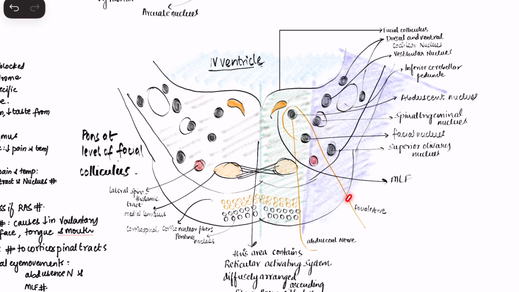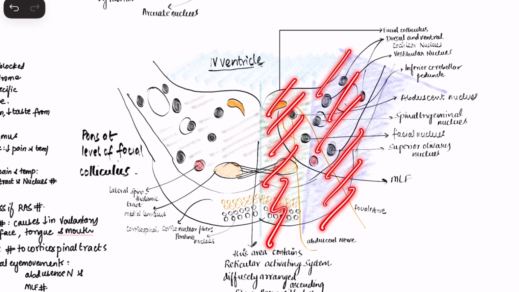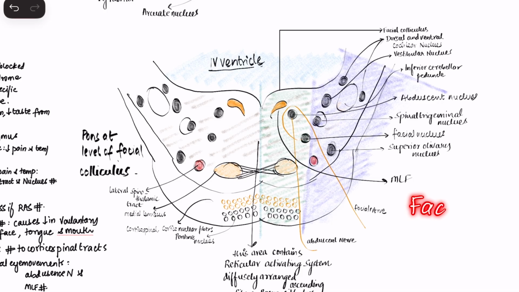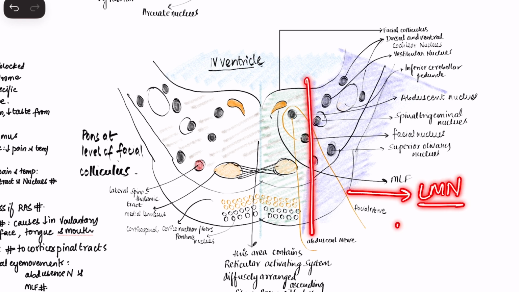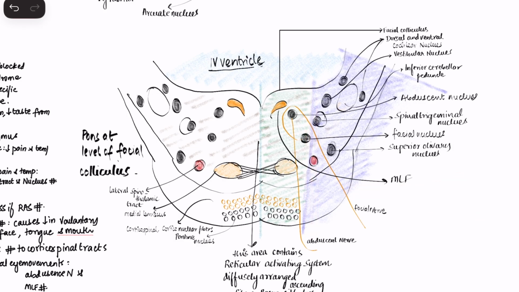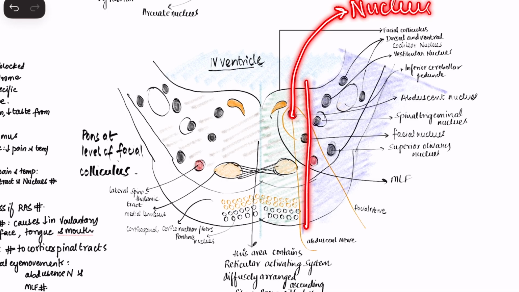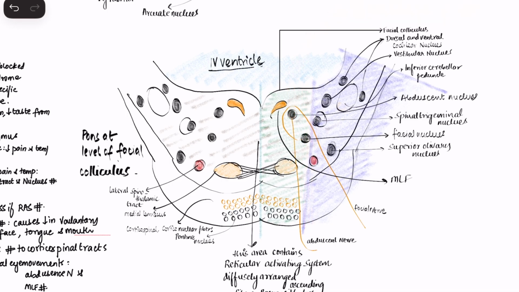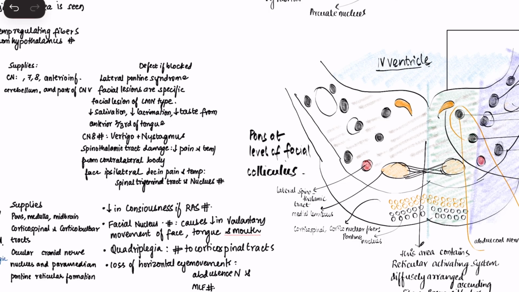Spinothalamic tract, facial nerve. Now, one thing that we note is that irrespective of whether the medial part of the pons is damaged or the lateral part of the pons is damaged, there is a facial nerve damage. The only difference being that in the lateral aspect, it is a lower motor neuron type lesion because the nucleus is safe. And in the medial part, the nucleus is damaged, so it is a UMN type. Right. So facial lesions are specific.